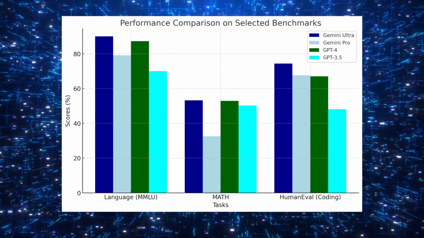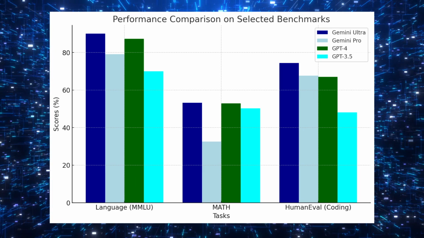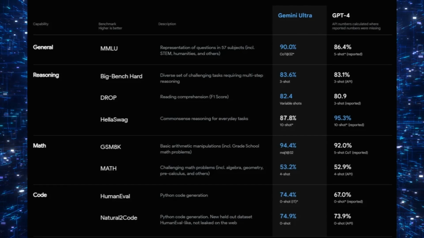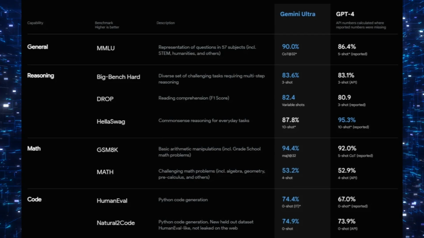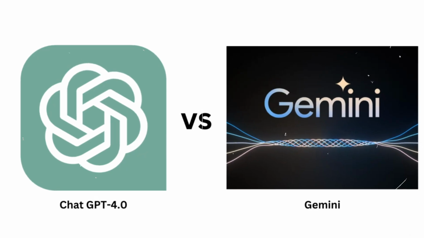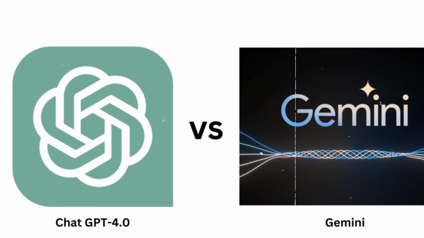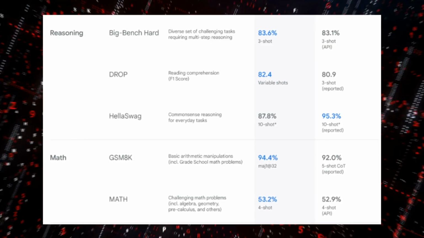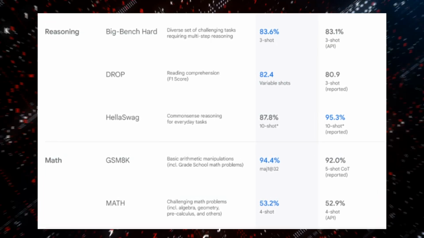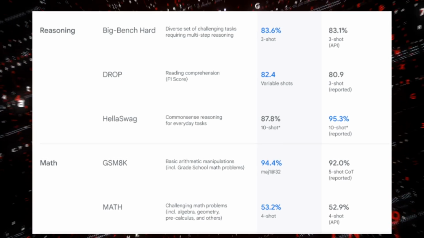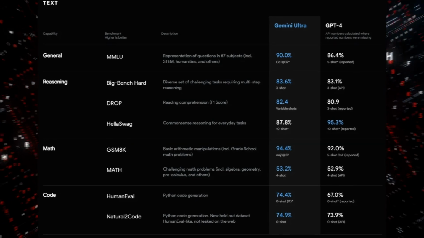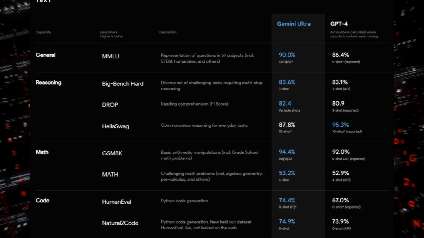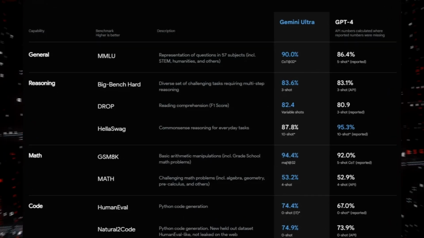The difference here might be little, but it still shows that Gemini reigns. For DROP, Gemini boasts 82.4% compared to GPT-4's 80.4%. GPT-4 goes ahead to surpass Gemini in the HellaSwag category with 95.4% as against 87.8%, which is not too bad. For the math benchmark under GSM8K, Gemini Ultra receives a 94.4% compared to GPT-4's 92%.